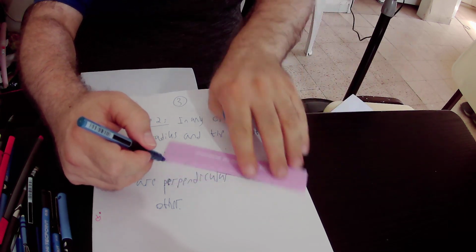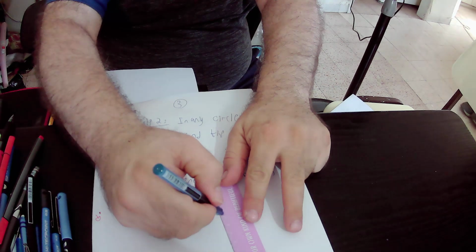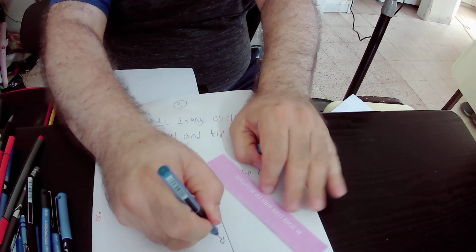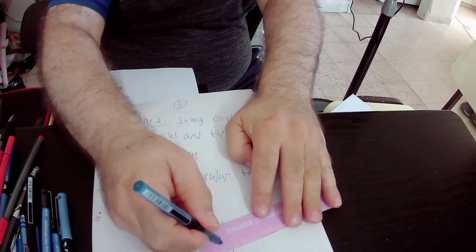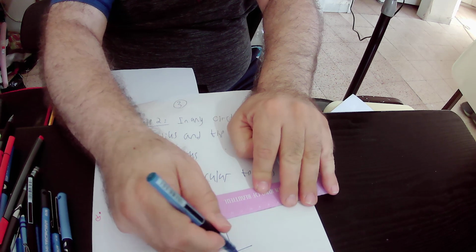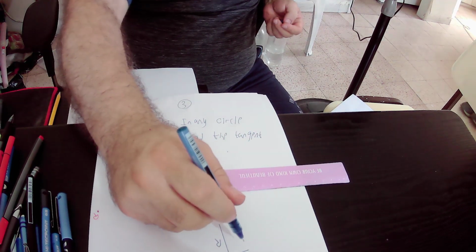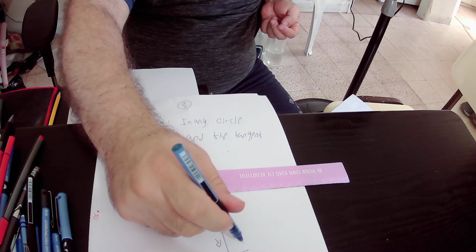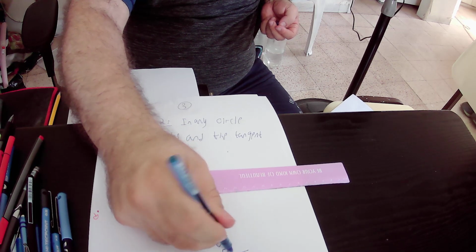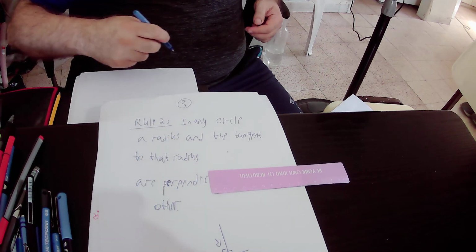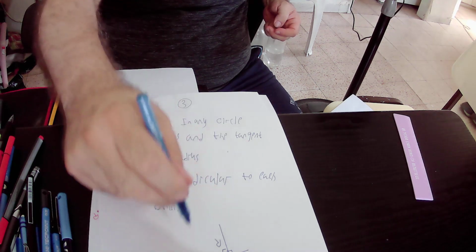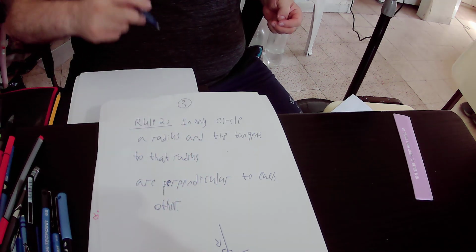So if we have a radius, let's call it R, and we have a tangent to that radius, let's call it T, then the radius is perpendicular to the tangent. That is to say, this angle equals 90 degrees, and also this angle equals 90 degrees. Okay, so in any circle, a radius and the tangent to that radius are perpendicular to each other.